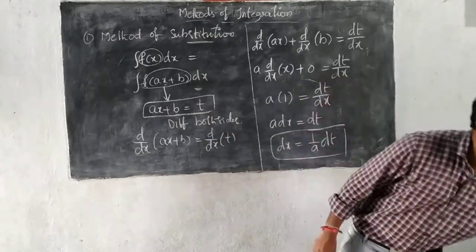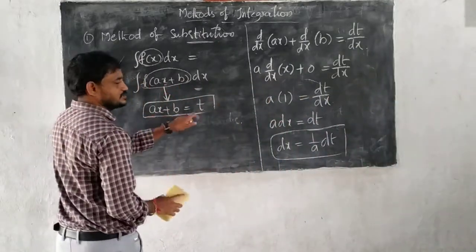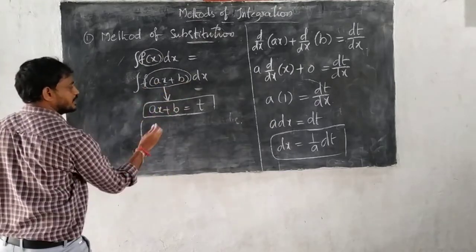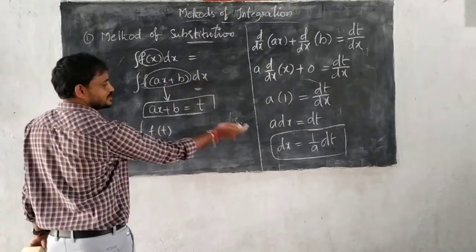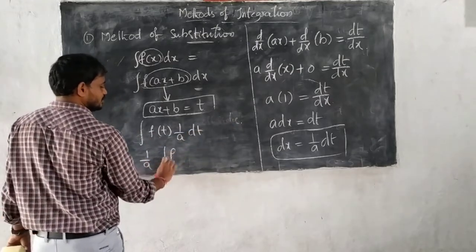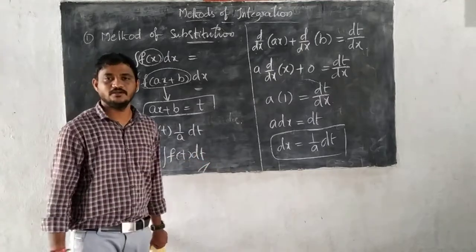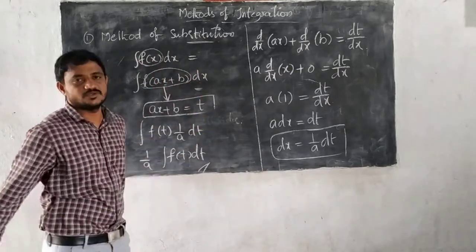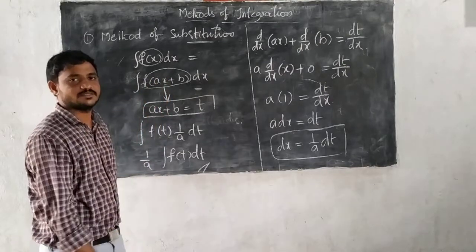By substituting these two, we will get standard form. See, if we substitute ax plus b equals t, in place of ax plus b we get f of t. Then dx means 1 by a into dt. Here 1 by a is a constant, so we write it outside: 1 by a times integration of f of t into dt. So f of t into dt is a standard form. This is the way of the method of substitution, to convert functions not in standard form into standard forms.